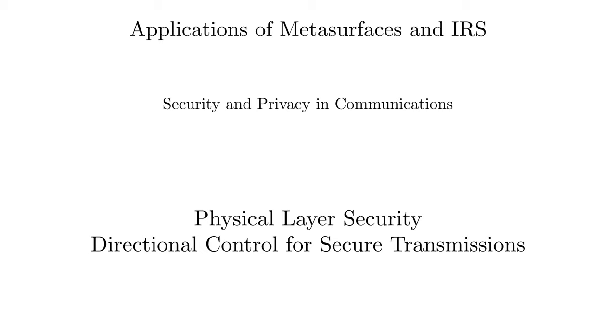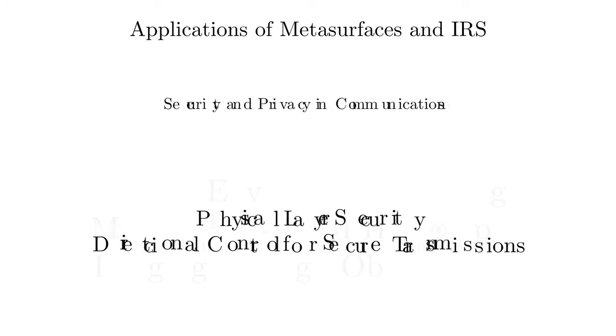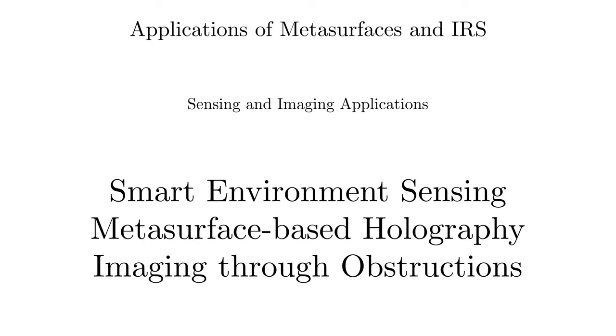Metasurfaces can steer signals towards intended users while nulling the signal in other directions, enhancing privacy and reducing the risk of unauthorized reception. Sensing and imaging applications. By adjusting the reflected waves, IRS can be used to perform environment sensing and radar functions. The reflected waves can provide information about objects in the vicinity, making them useful for applications like indoor positioning and motion detection.